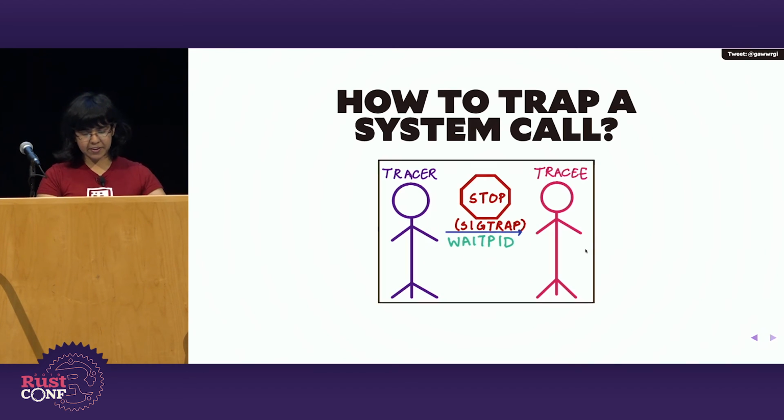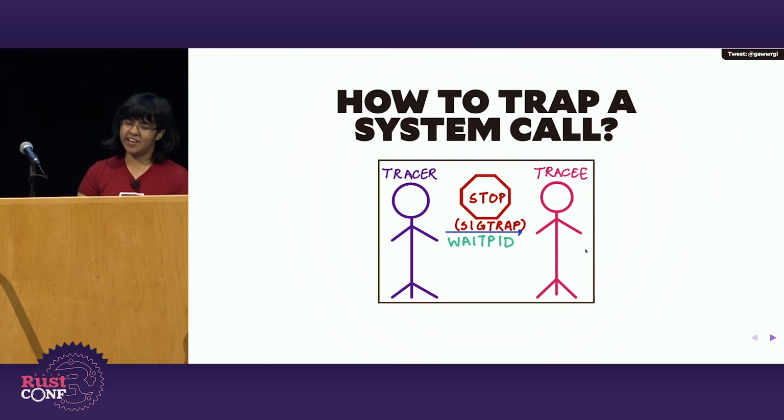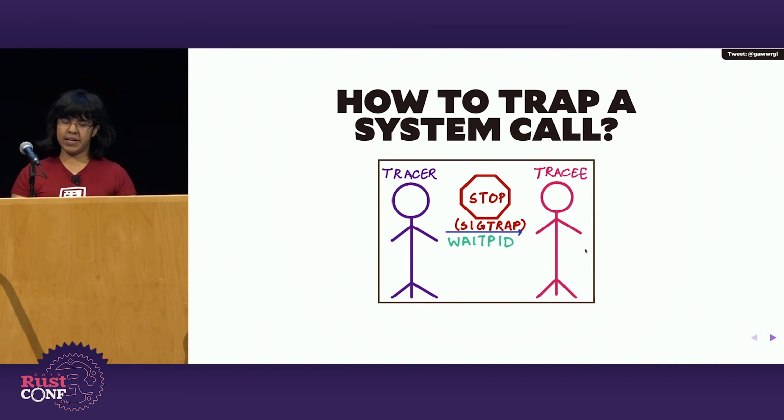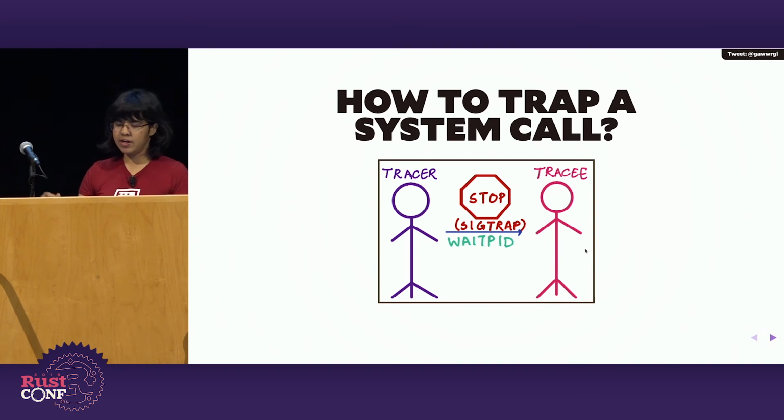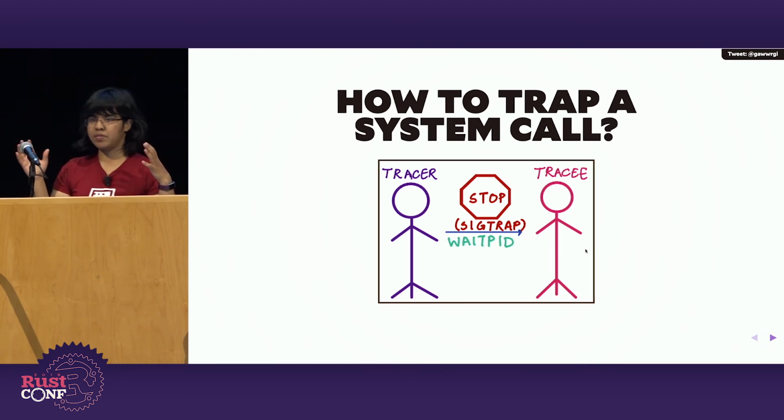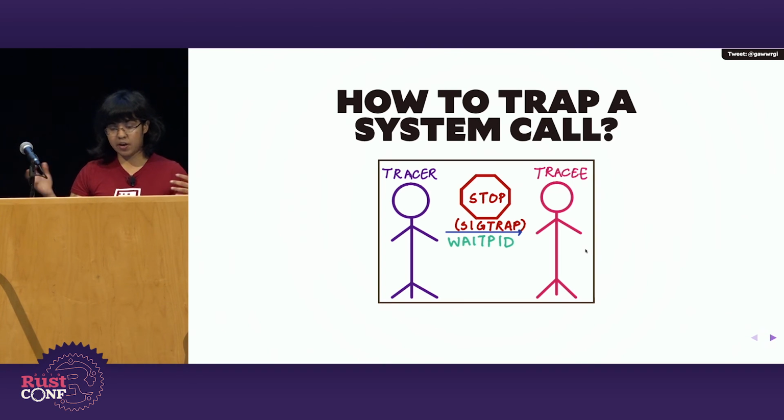So PTrace to the rescue again. Every time the process that we are tracing makes a system call, a sig trap is sent to the tracer, and then execution stops. So you can go and check the register if you want to, and you wait on this process. So you will stop every time a sig trap is sent.